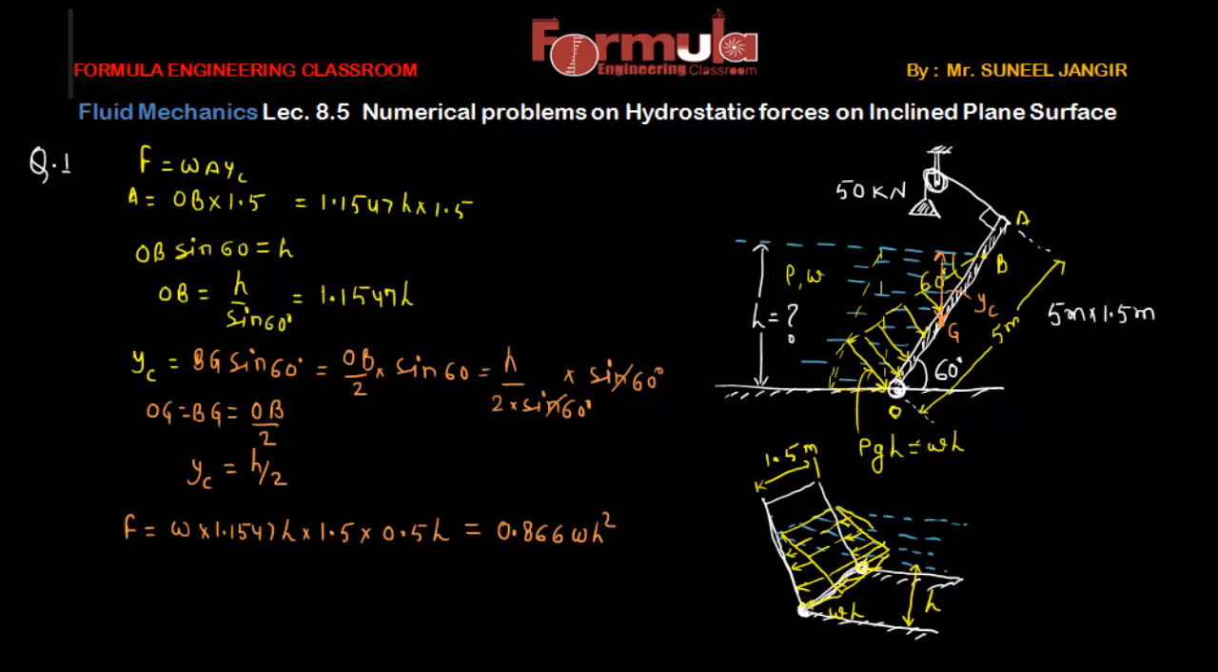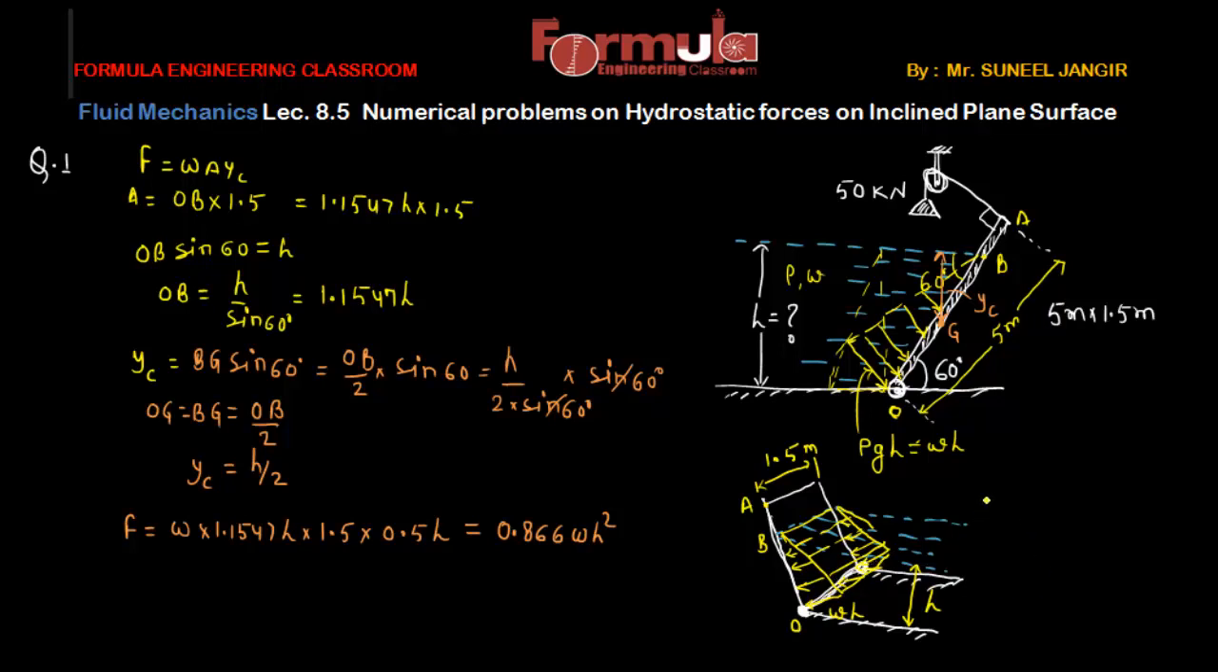So first we can calculate the area. Obviously this point is O, this point is B, this point is A. The height of the triangle is OB. OB in terms of h equals 1.1547 h. So if we can calculate the area of this triangle, then multiplying this area by the width, that is 1.5, we can easily calculate the force.